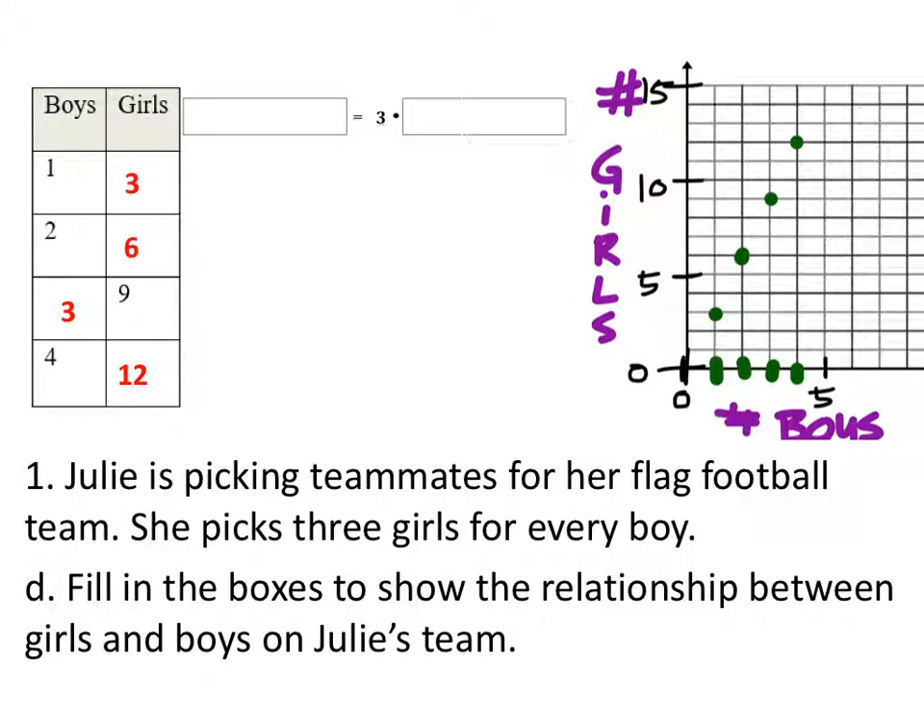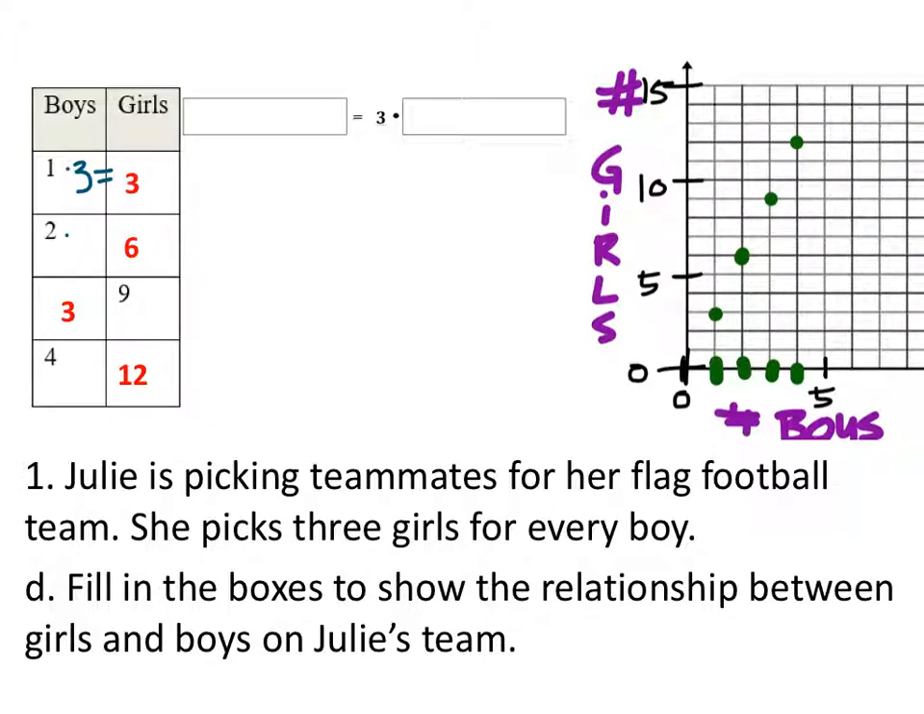All right, fill in the boxes to show the relationship between girls and boys on Julie's team. So we have these boxes right here, and we can tell from the table, and we should be able to tell from the graph, that I'm taking the number of boys on the team and multiplying it by 3 to get the number of girls on the team.